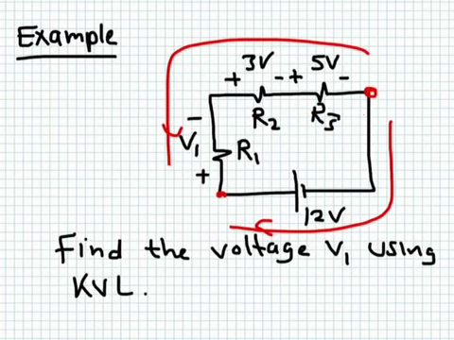It's exactly equivalent. Or I can simply go in the counterclockwise direction. So 5 plus 3 plus V1 minus 12 is equal to 0. Why did I say minus 12? Because when I move this way, I encounter a positive to negative change. All of them are exactly the same. We're simply summing the voltage drops in one direction.